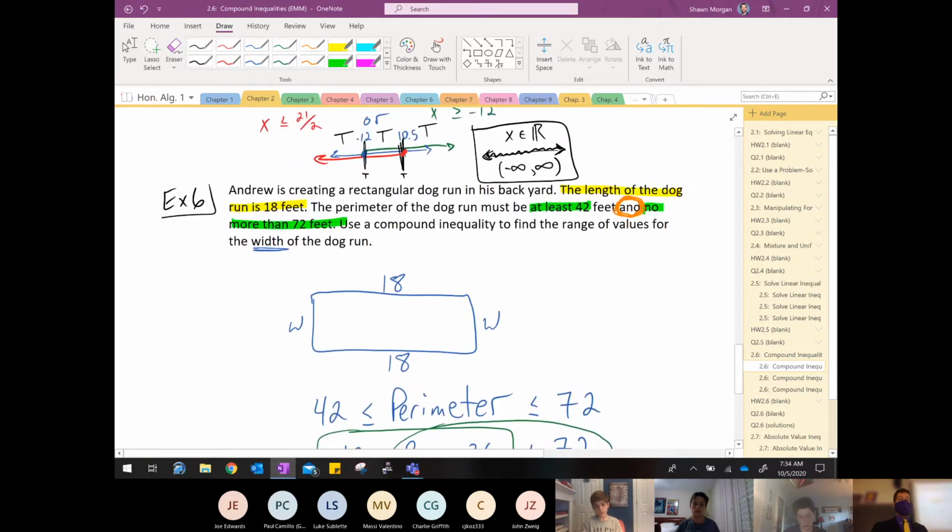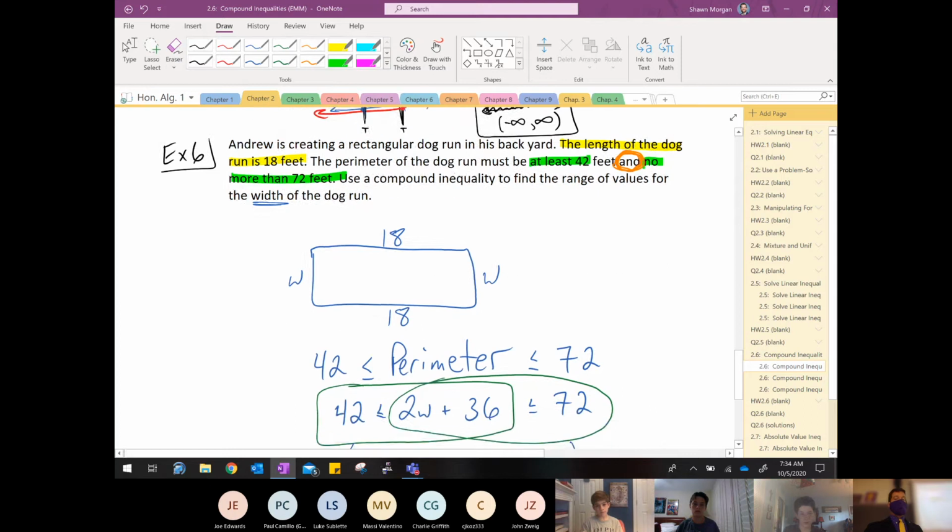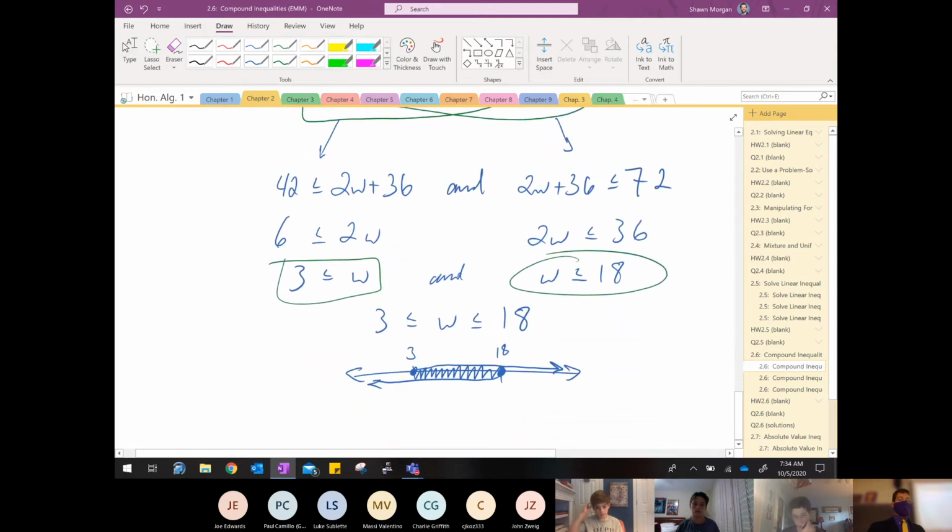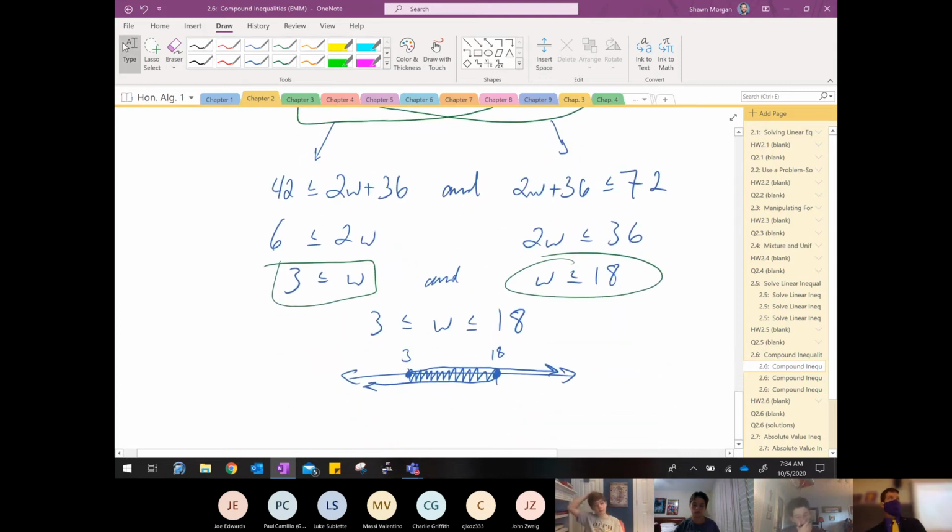Now, have we answered the question? Because we just solved the inequality. Have we answered the question? It says use a compound inequality to find the range of values for the width of the dog run. So Andrew back here building his dog run for, what are we going to call the dog again? Gus. For Gus, it has to be either 3 or 18 or somewhere in between. Okay, so somewhere between 3 and 18 inclusively.